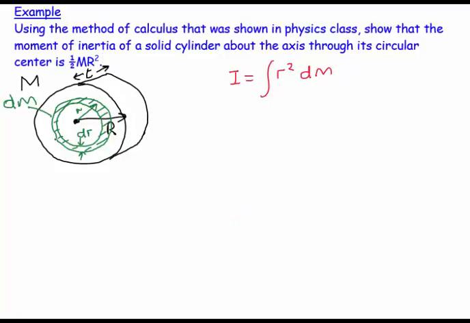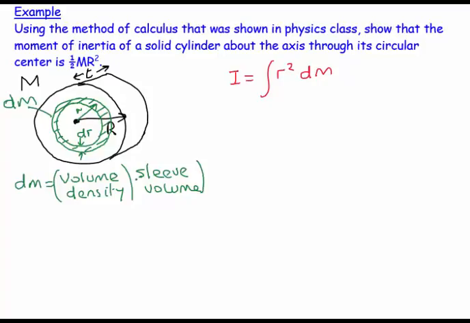So let's first of all use our physics to develop an expression for dm. Well, dm will equal the volume density of the material times the sleeve volume. That seems pretty straightforward. Well, dm will equal big M, the mass of the entire cylinder, over the volume of the entire cylinder, which is pi times big R squared, that's the front face, times T.